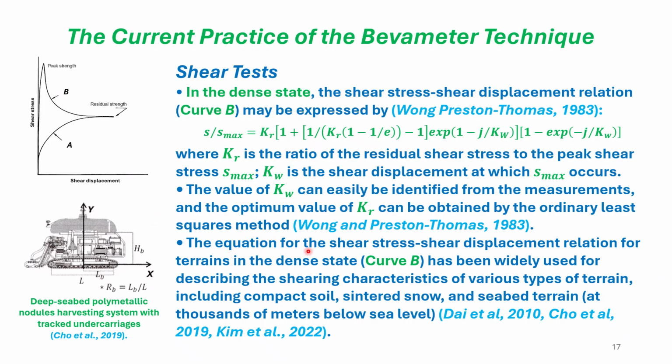The equation for the shear stress-shear displacement relation for terrain in the dense state has been widely used for describing the shearing characteristics of various types of terrain, including compact soil, sintered snow, and seabed terrain at thousands of meters below sea level. For example, in the development of a deep seabed polymetallic nodules harvesting system with trapped undercarriage, this equation has been used.